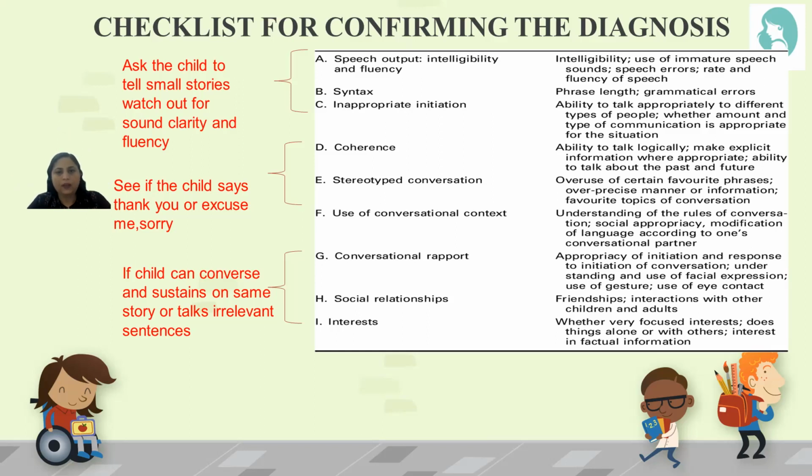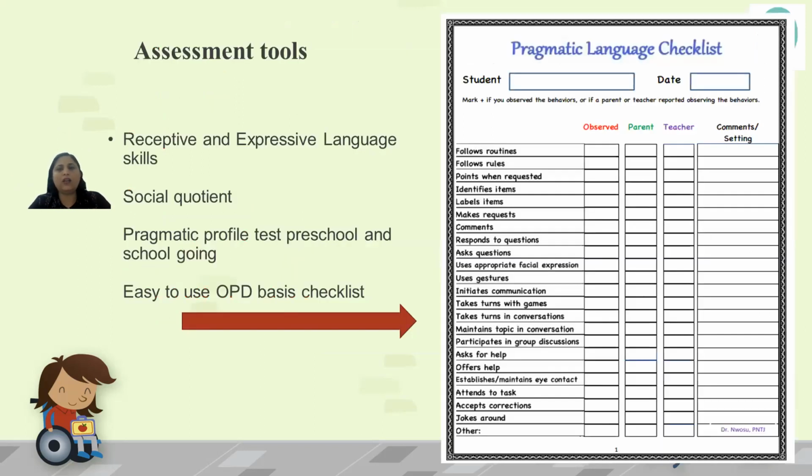Also, the intervention in this starts with the first identification of what exactly is missing. So we have this receptive expressive language test, REELS. We also have the social quotient to identify how badly the child is affected by this problem. We also have the pragmatic profile test, for preschool and school-going children, where we test the pragmatic skills, that is how to use the language in context. And the easy-to-use OPD-based checklist I've just shared with you, just get this done by the teacher as well, and the parents yourself, you can do this.